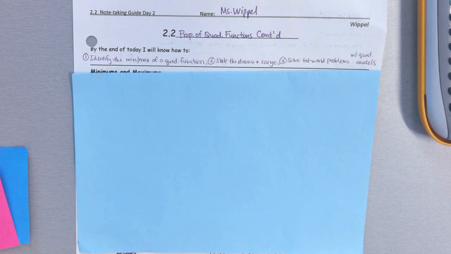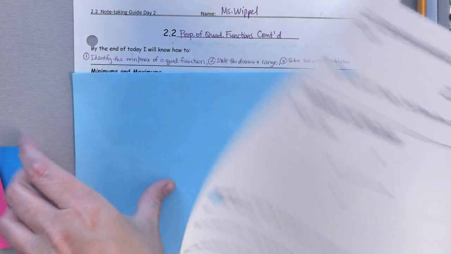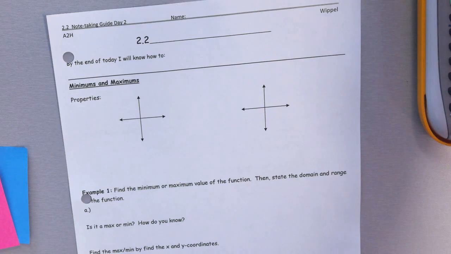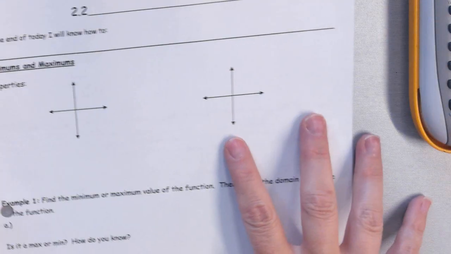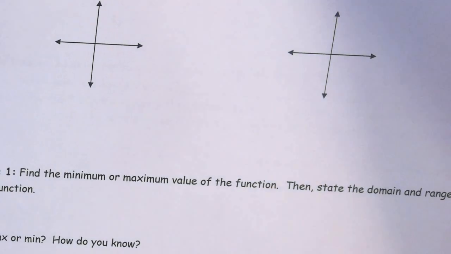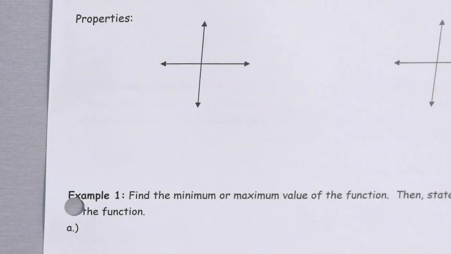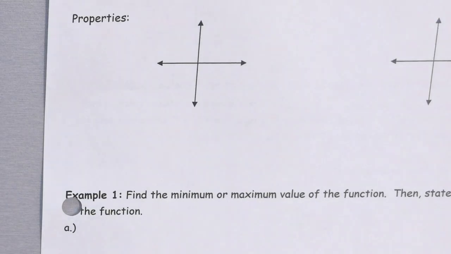Okay, so the first thing we're going to do is draw a couple of examples with our properties. So we are just going to draw our own parabolas. I'm going to try to zoom this in because I know it's kind of hard to see. All right. Okay, so the properties.